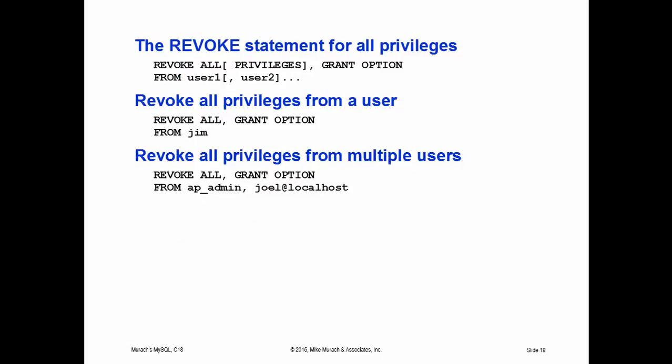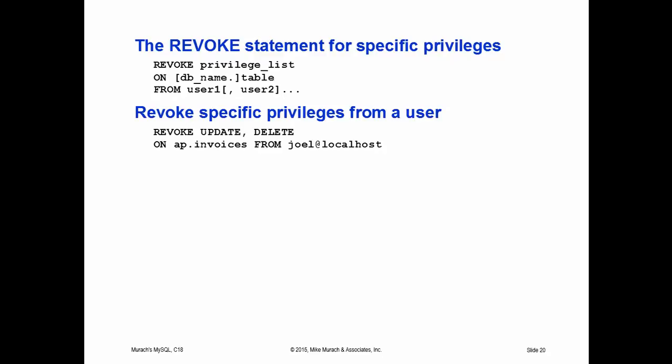Not only do you maybe want to create privileges, you might want to revoke privileges. In the first example here, you revoke all privileges from user Jim. In the next example, it's like the first one, but it revokes all privileges from two different users, so it has to be comma separated. You can also revoke specific privileges if you want to do that. So notice in this case, from Joel at localhost on the AP invoices table, you are revoking update and delete privileges.